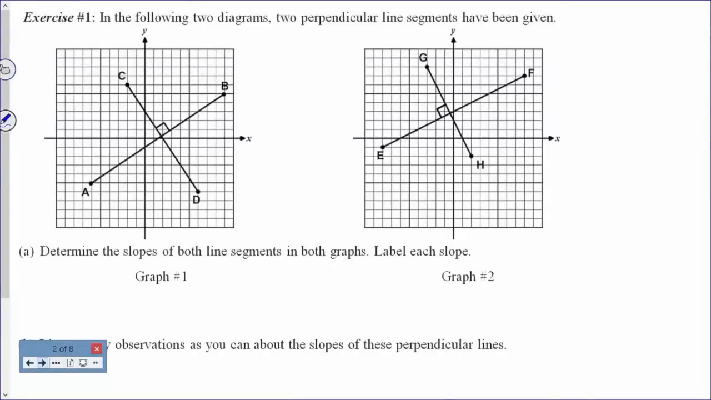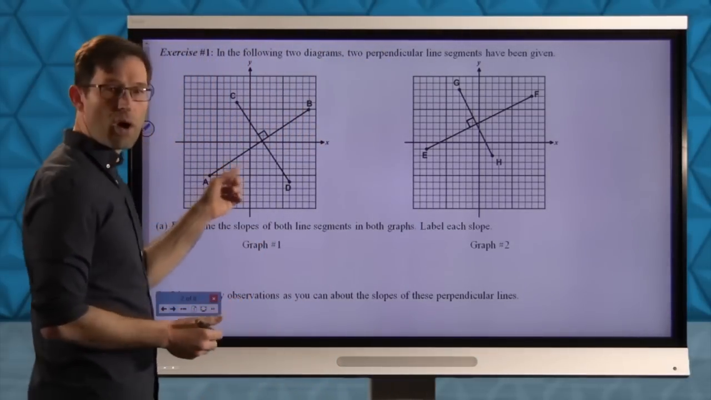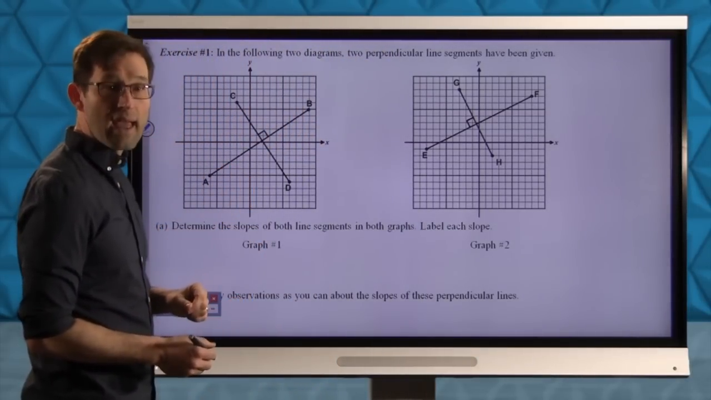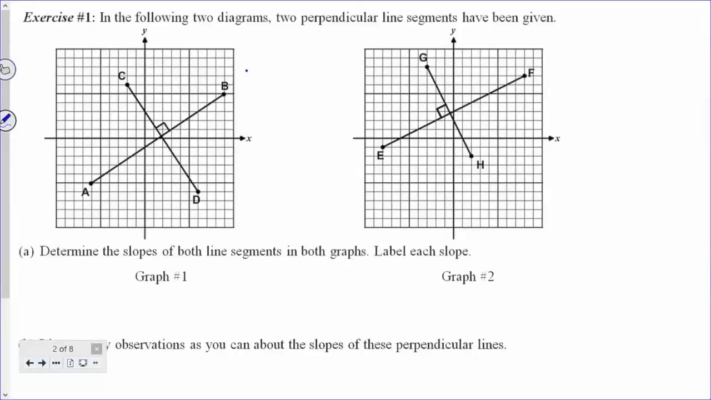Exercise number 1. In the following two diagrams, two perpendicular line segments have been given. Letter A, determine the slopes of both line segments in both graphs. Label each slope. All right, so together, let's talk about line segment AB and find its slope graphically. Remember, slope will be rise divided by run, the ratio of rise to run.